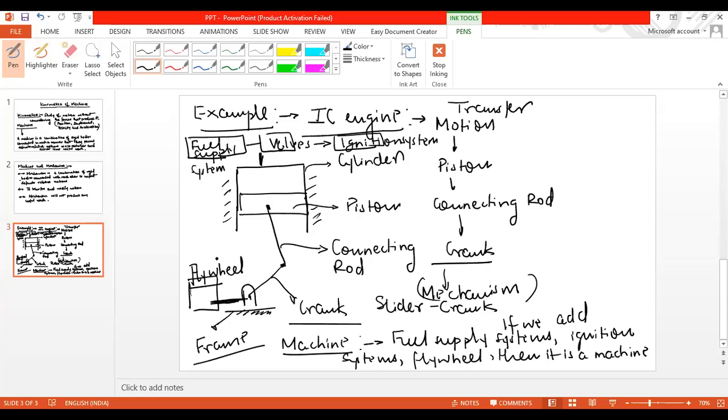But if you are getting some useful work, provided by all this system, that is the fuel supply system, valves and ignition system, then in that case you have to consider it as a machine, because you are getting some energy at the flywheel. I am saying that if you connected the gearbox to this flywheel, then the clutch plates, all this arrangement, and then you get some useful work at the wheels in order to propel the vehicle, then you will call this IC engine a machine. So is it clear?